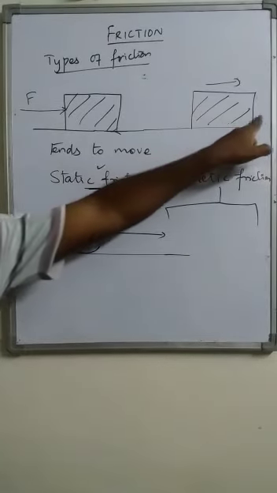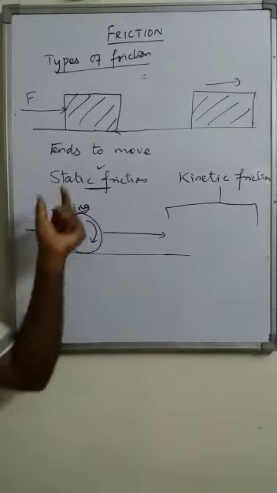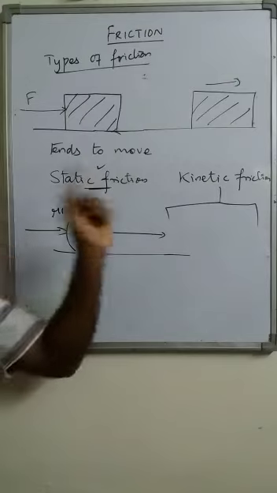Here the block is sliding. Sliding and rolling. So on the basis of this, both are motion. Sliding is motion.